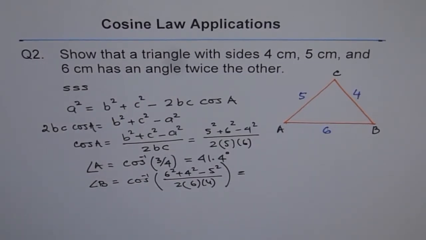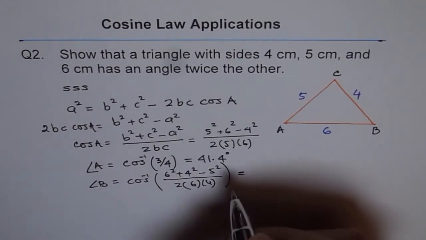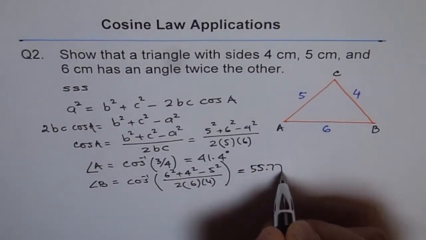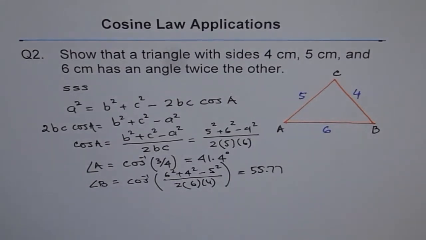So angle B is 6 square plus 4 square minus 5 square, equals, divided by 48, 8 times 6 is 48, equals 9 over 16. So we get 9 over 16, and I'm doing cos inverse of 9 over 16. Second function, cos inverse of 9 over 16 is 55.7. Okay, so that is what we get. Similarly, we can find what angle C is.